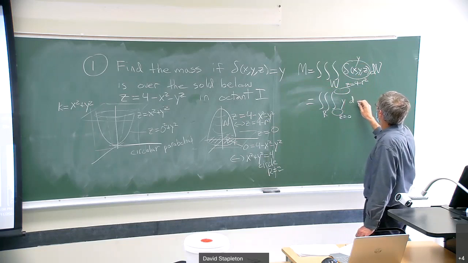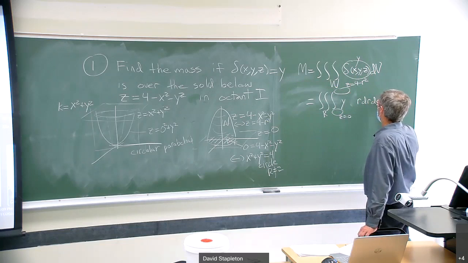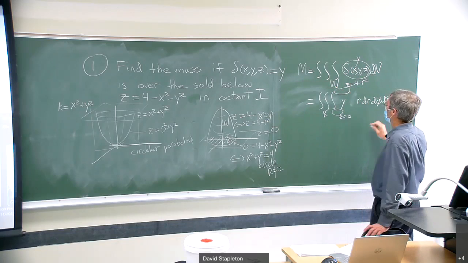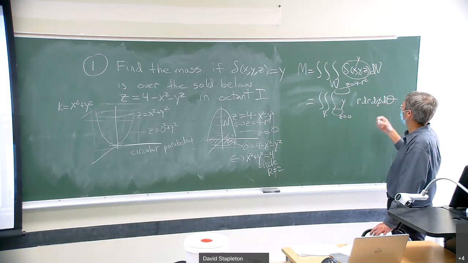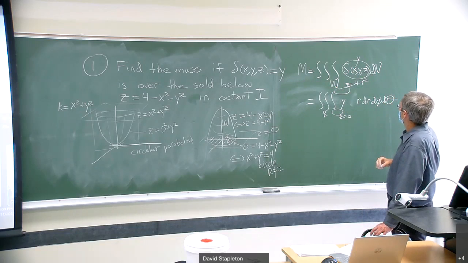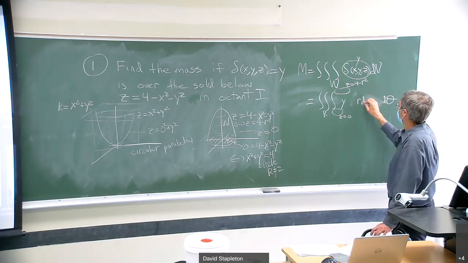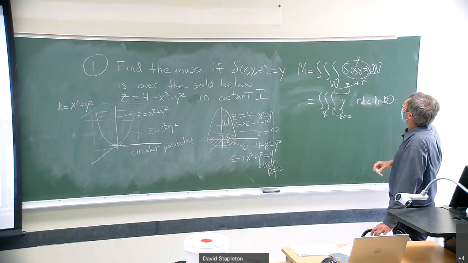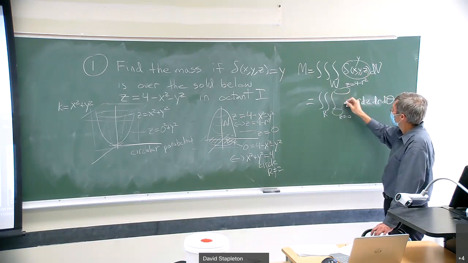And then for cylindrical coordinates, it's r dz dr d theta, I'm sorry, dz dr d theta for cylindrical coordinates. Now, y needs to be written in cylindrical coordinates, so that y is r sine theta.